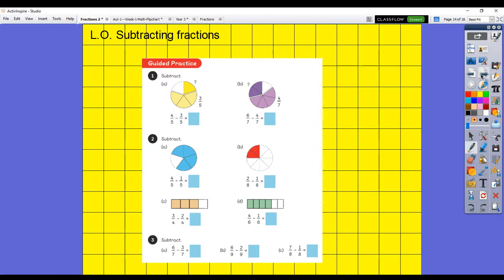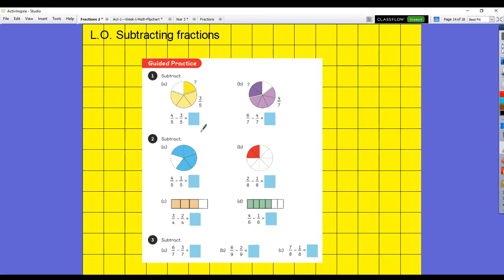So moving on to our guided practice, we need to subtract. So how many parts has our pie been split into here? Well, again, we don't need to count because our denominator says 5. So we've got 4/5 take away 3/5. Okay, so we know our denominator is always going to be 5 for this question here. And then 4 take away 3 we know is going to be 1. So it's going to be 1/5.